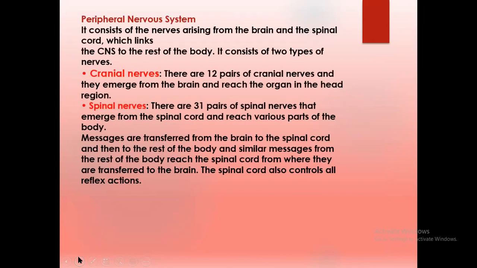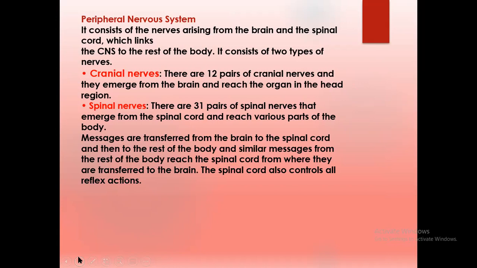Now, peripheral nervous system. This peripheral nervous system is a group of different types of nerves. It consists of nerves arising from the brain and the spinal cord, which link the central nervous system to the rest of the body. It consists of two types of nerves. Cranial nerves. What are these cranial nerves? There are 12 pairs of cranial nerves, and they emerge from the brain and reach the organs in the head region. Spinal nerves. There are 31 pairs of spinal nerves that emerge from the spinal cord and reach various parts of the body.